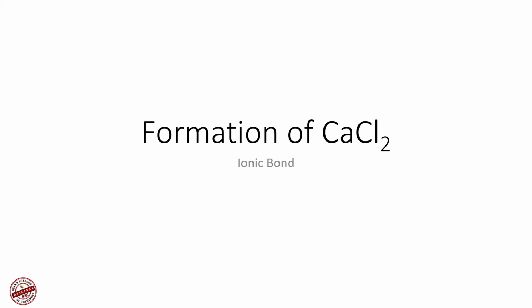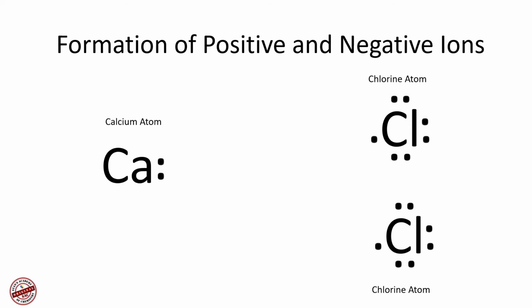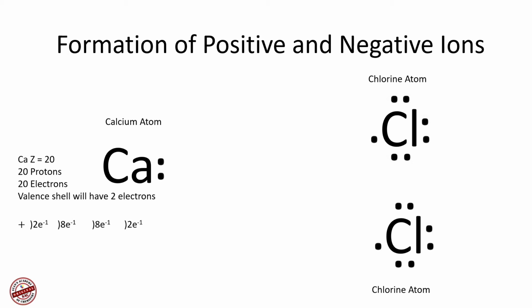We're going to look at the formation of calcium chloride. Calcium is a metal, belongs to group 2 in the periodic table. Chlorine belongs to group 17. We have already seen it. So let's look at the atomic number of calcium, which is 20. Has 20 protons, 20 electrons. Therefore, it should have 2 electrons in the valence shell. So the first shell will have 2 electrons, second shell 8 electrons, third 8, and the last one will have 2 electrons. So we have 2 dots following the symbol for calcium.